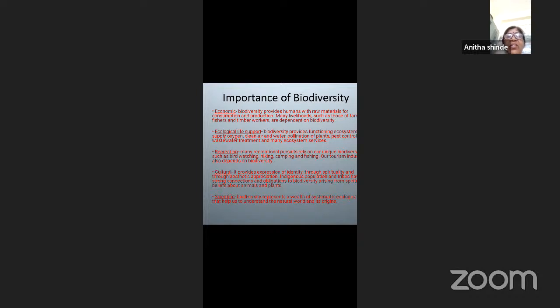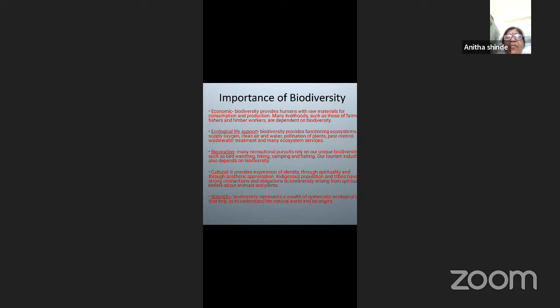And cultural activities. Cultural activities talk about nothing but the indigenous population and the tribes, which have strong connections and obligations to biodiversity arising from spiritual beliefs about the use of animals as well as plants. We use many traditional plants as well as animals for our cultural purposes, for performing rituals and all those things. So they say that biodiversity has got cultural importance. In that way, we can say that biodiversity culturally also is very, very important.